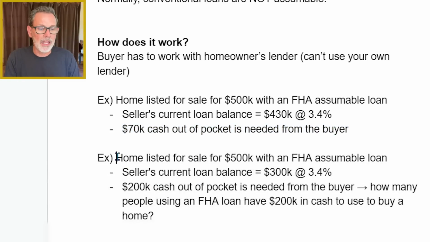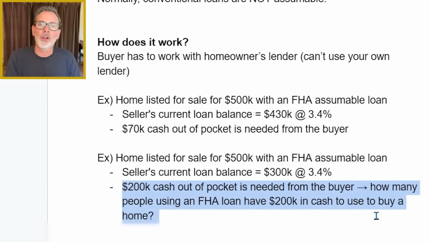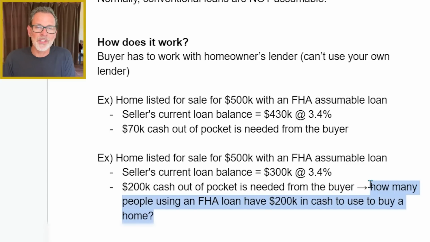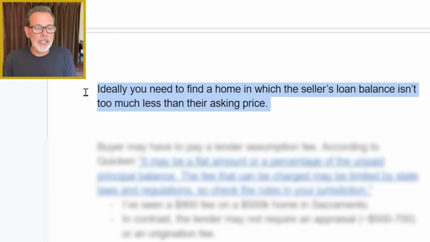In contrast, let's look at a house in which, let's just assume the homeowner has owned it for quite some time, and therefore their loan balance is much less. So assuming a $500,000 purchase, their loan balance at $300,000, you have to come out of pocket $200,000 in order to buy that house and take on the current homeowner's 3.4% rate. So my question for you guys, how many people do you know have $200,000 in cash who are using an FHA loan? I'm guessing it's probably unlikely, right? So ideally, you need to find a house that has a loan balance that is not too much less than the seller's asking price.